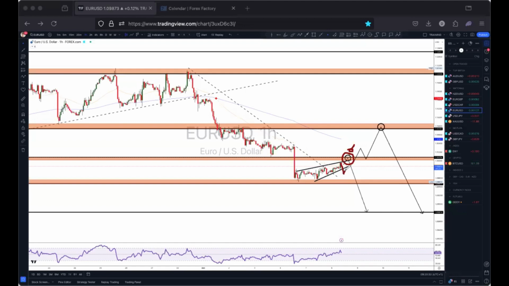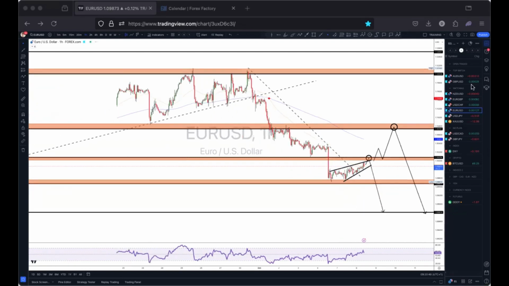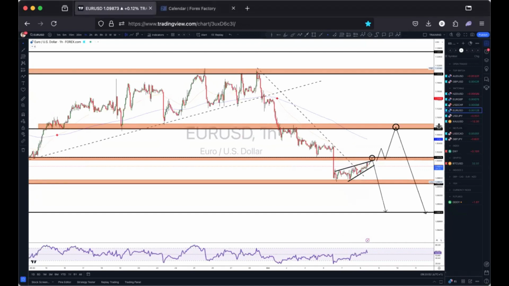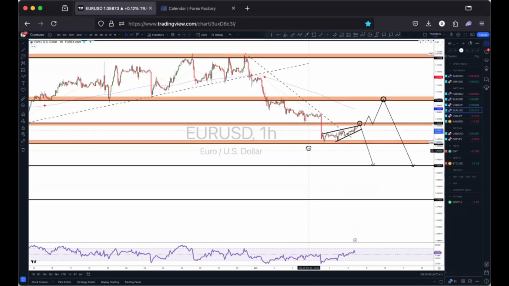I would likely pick it after it has broken this particular flag pattern, and then I would look for a sell. But there is another possibility at the bottom here. Don't worry, anything from here to here will be where I'll be looking for a sell trade on euro dollar moving forward. And we have a lot of room at the bottom for euro dollar to go.